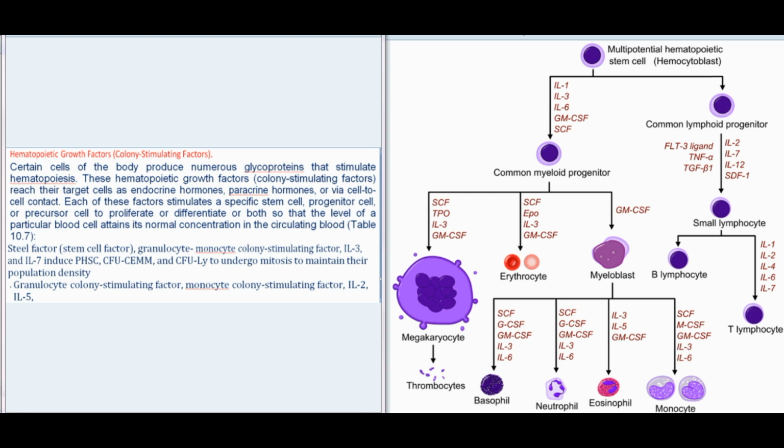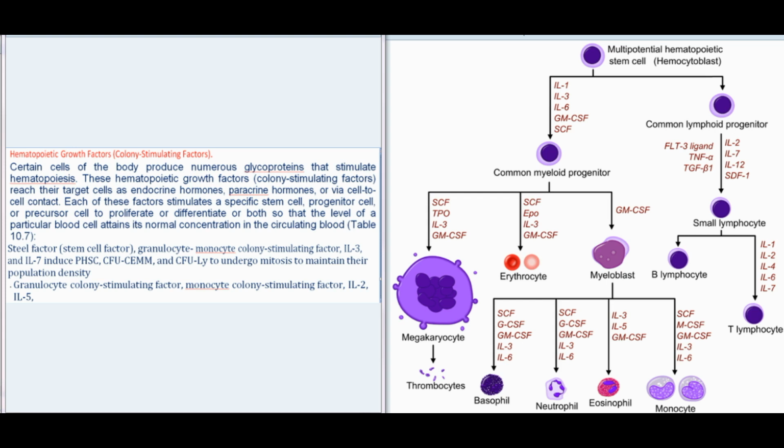Hematopoietic growth factors, colony-stimulating factors. Certain cells of the body produce numerous glycoproteins that stimulate hematopoiesis. These hematopoietic growth factors, colony-stimulating factors, reach their target cells as endocrine hormones, paracrine hormones, or via cell-to-cell contact. Each of these factors stimulates a specific stem cell, progenitor cell, or precursor cell to proliferate or differentiate or both, so that the level of a particular blood cell attains its normal concentration in the circulating blood.